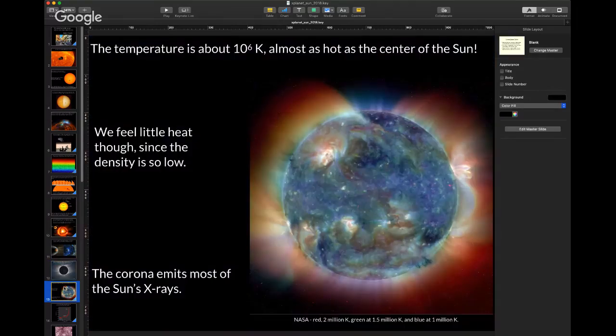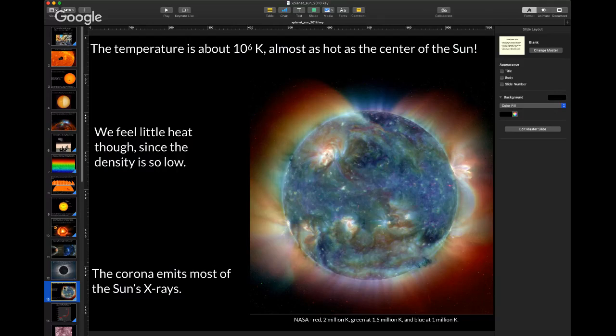And that corona stands for the chromosphere. And the corona is actually pretty darn hot. The corona itself is about 1 million degrees, which is almost as hot as the center of the sun. So that's kind of weird, right? You've got the outer part, which is almost as hot as the part where you're producing nuclear reactions that power the core. But even though it's hot at 10 to the 6, we don't feel that heat very much. You don't get a lot of that energy because the density is so low.